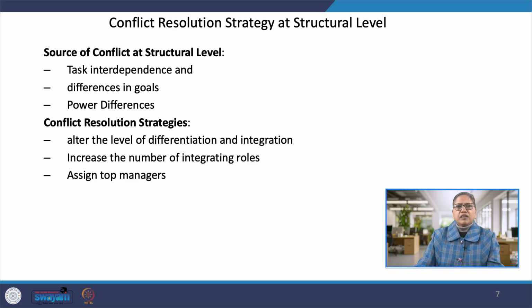The resolution strategies help in resolving the issues or problems in the organization. Conflict resolution strategies include altering the level of differentiation and integration to change relationships, increasing the number of integrating roles, and assigning top managers to resolve conflict. Because top managers can use power to resolve the conflict or differences between the departments, they can rethink hierarchy, reporting relationships, or chain of command to make sure that there is no loss of control.